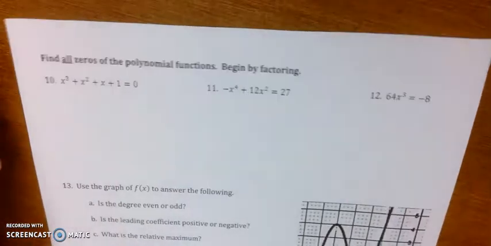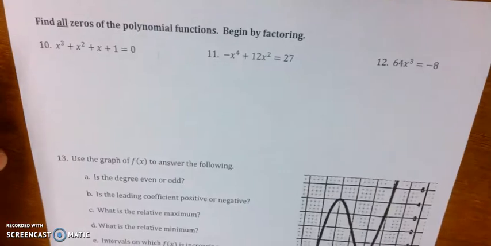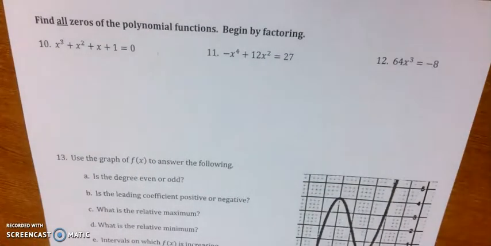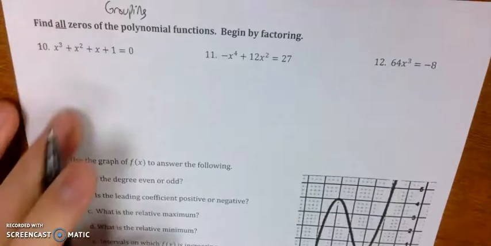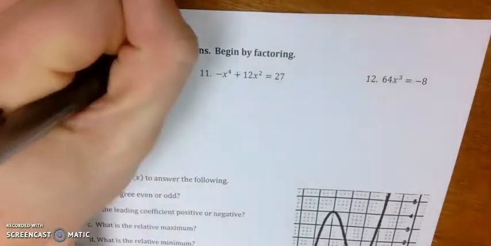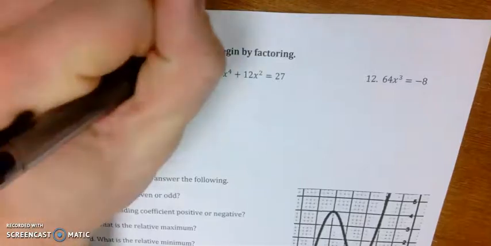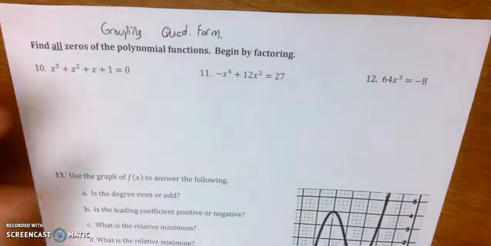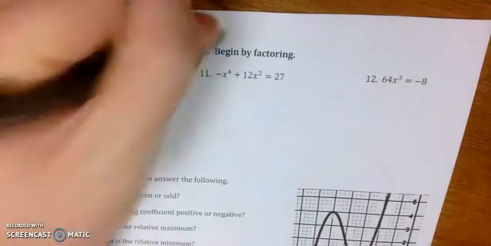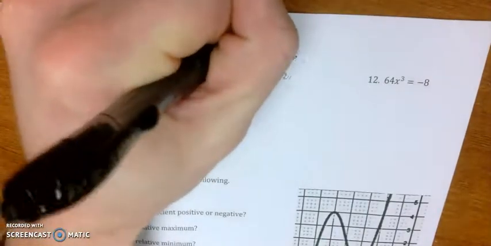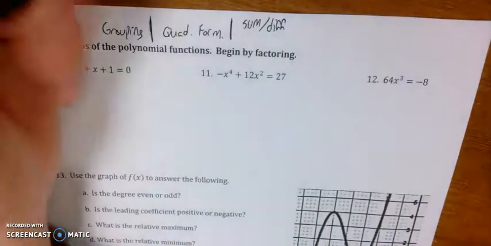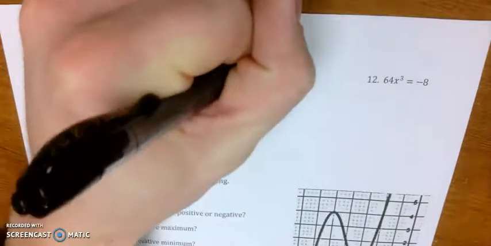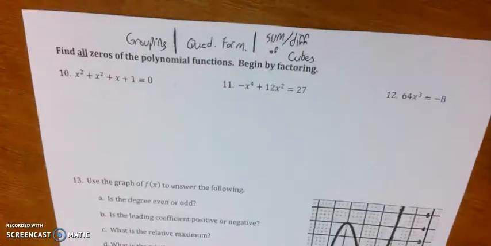Next up, we've got some factor action. So each one of these is going to employ a different style of factor patterns. So typically we have grouping that we covered in this unit. We have quadratic form, not quadratic formula, quadratic form. And then we had sum and difference of cubes. So those were the new factor patterns that we dealt with.